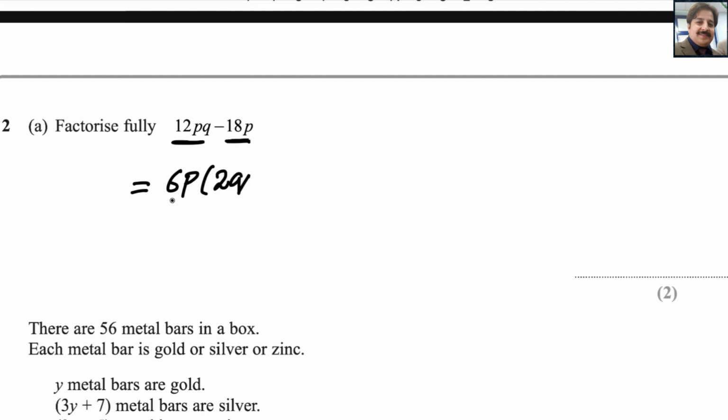How to check it? You multiply. 6 multiply 2, 12PQ. Again you are getting the same answer. Minus 18, if you take out 6, it is left with 3 only. So 6P multiply 3 is 18P. So our answer is right. You have to write your answer in the given space: 6P into 2Q minus 3. So question number 2, first part is done.